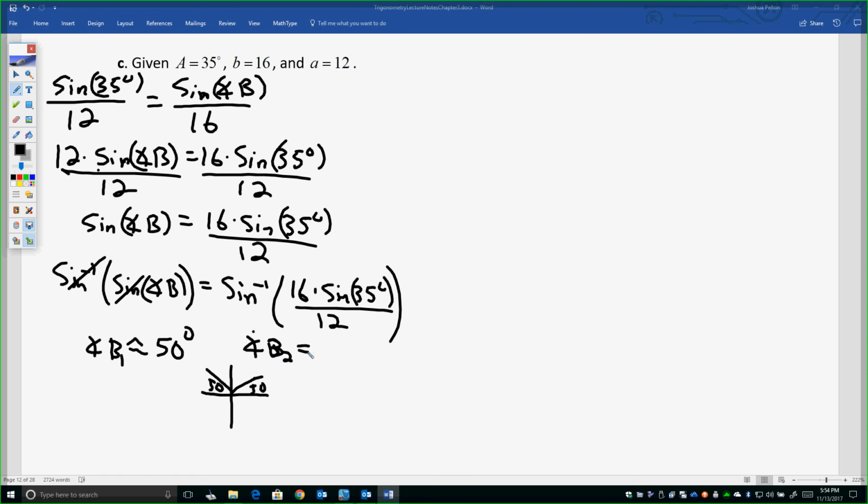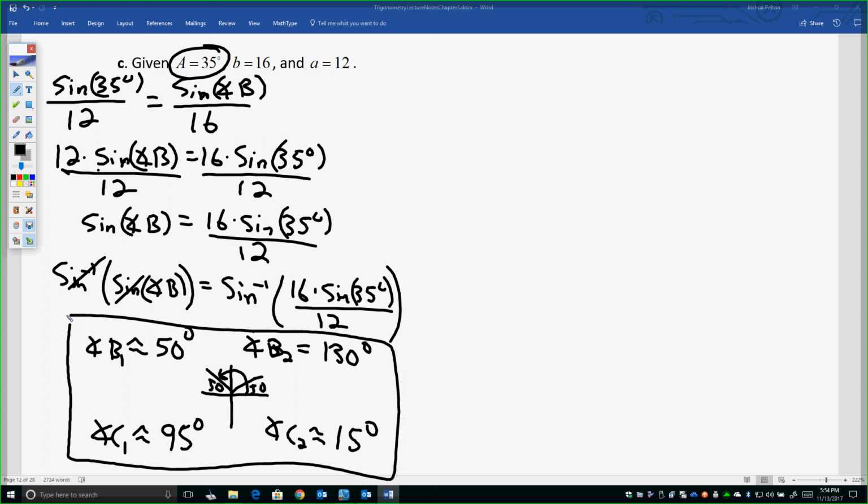Take a second to think about it. It's coming from this axis. It has to be 130 degrees. So now there could be a C2 and a C1. The original angle was 35, so if I add that to 50, that's 85. That means there's enough left over for an angle C, which is 95. And B2 is 130, so if I add the 35 from the original angle to it, that's 165, which leaves enough left over for a 15 degree angle. So that means there are 2 angle B's and 2 angle C's, which means there are 2 side C's.